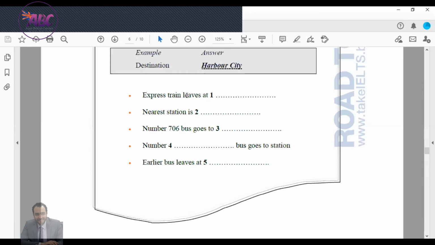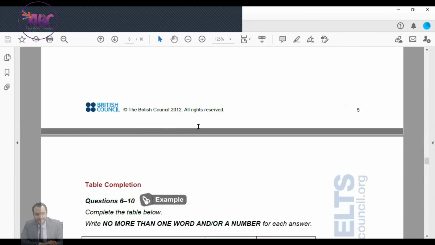Like the ad, so here I'm expecting to listen to a time. Nearest station, it's a station name. Bus number, this is where the bus goes to, so this will be a place, for example. Bus number, and the real bus leaves at, so here also we are expecting to listen to a time or a clock.